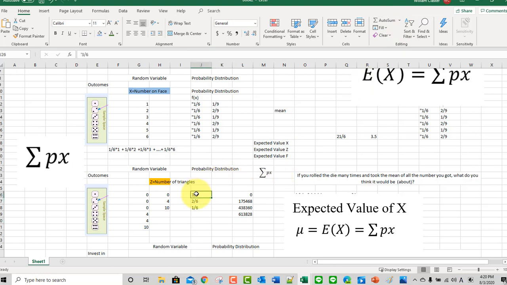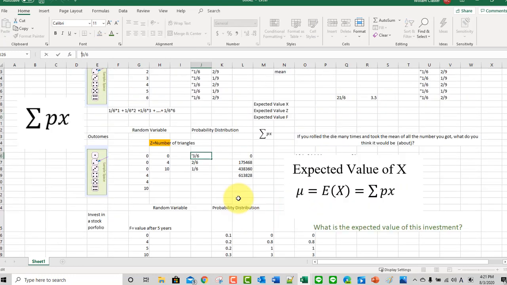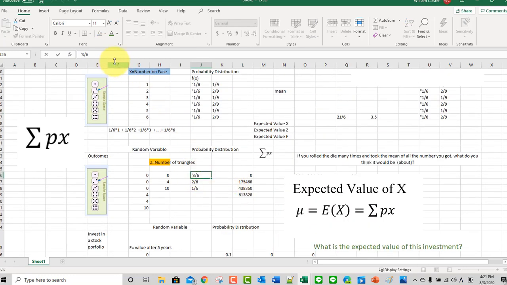That didn't work. Why not? Oh, because I used this. Oh, this worked over here. But here I'd have to say, I guess, 3/6. Let's see if that worked. Can I write that? No, I have to say equals 3/6, equals 2/6, and equals 1/6. Okay, now I get this.